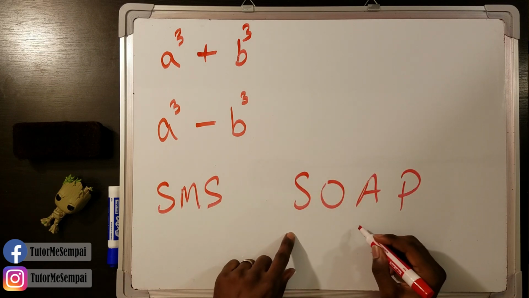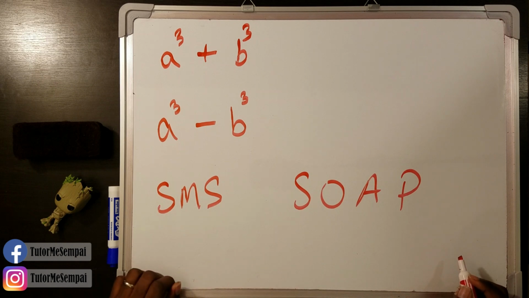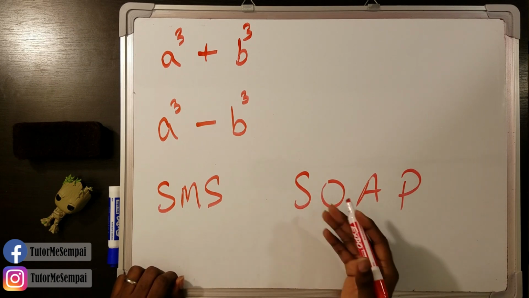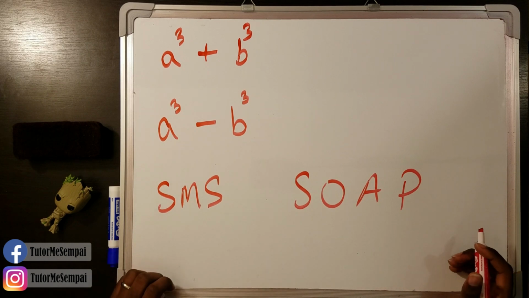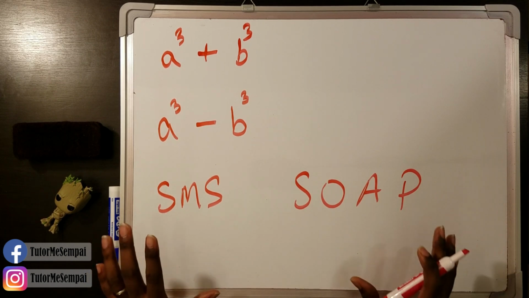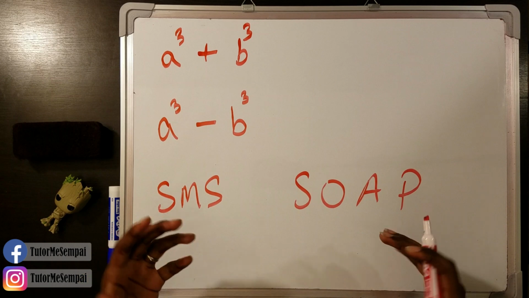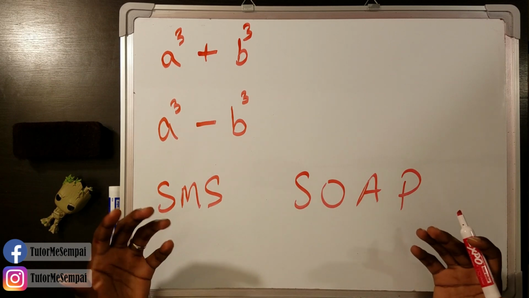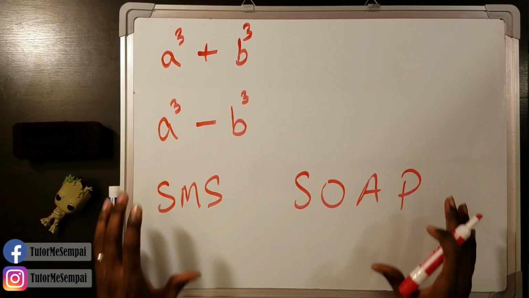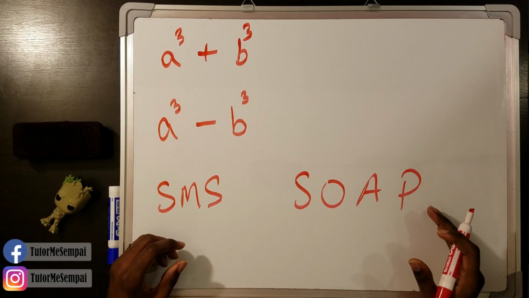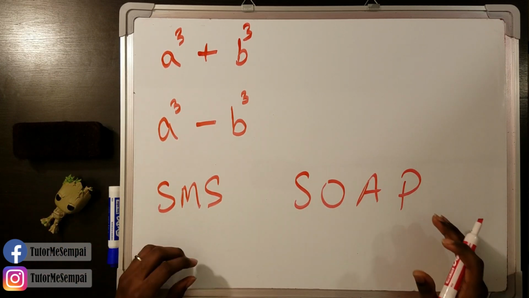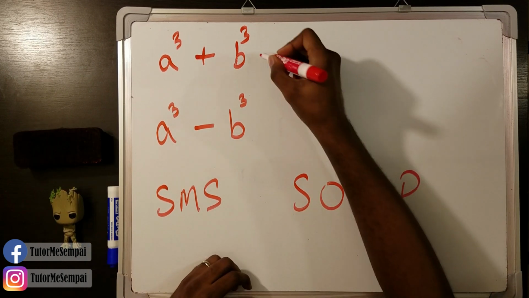SMS and SOAP. Now, you might be looking at what in the world is SMS and what is this SOAP that we're speaking of? I thought we were talking about math here. Well, this is what we're going to use to remember how to set up our formula. If you can remember both of these in the exact order that you see them, you're about 90% of the way done with the factoring part of this. Let me show you what I mean by that.